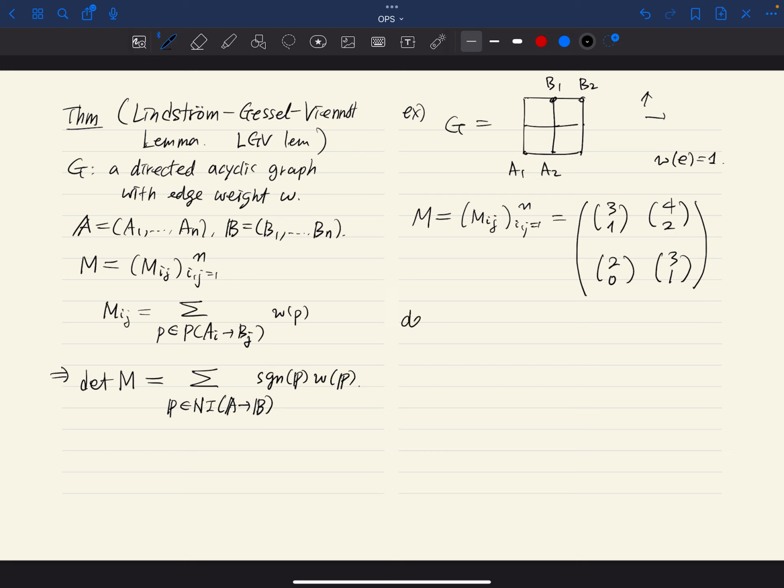So the determinant of M is, let's compute the number. So this is 3, 6, 1, 3. So it's 9 minus 6 equals 3. So the determinant is 3, but let's compute all the non-intersecting paths from A's to B's. If you list them all, you will see that there are only 3 of them.